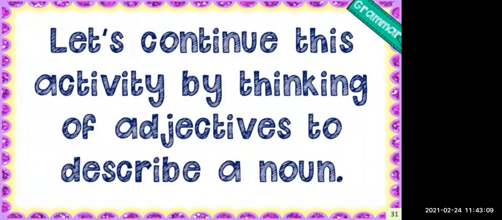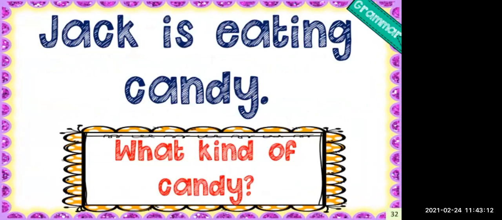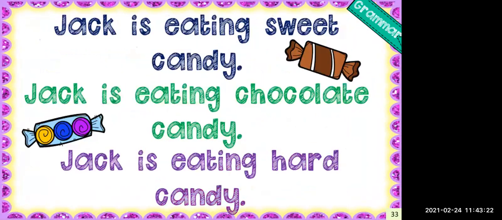Jack is eating candy. What kind of candy do you think he's eating? So Jack is eating sweet candy. Jack is eating chocolate candy. Jack is eating hard candy. Those are all different ways to describe what kind of candy he is eating.